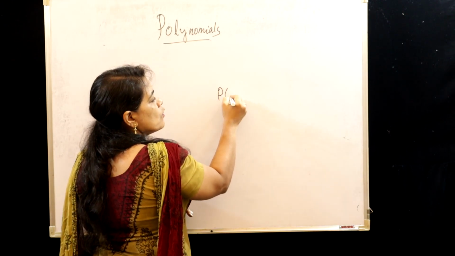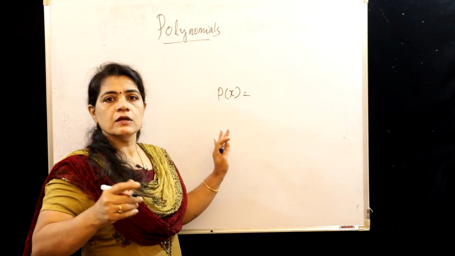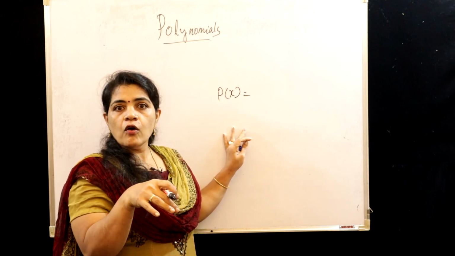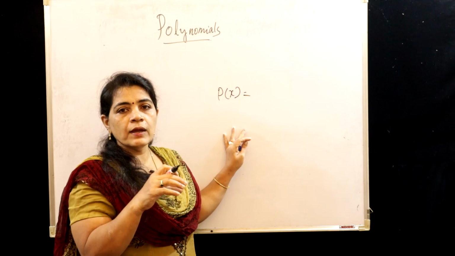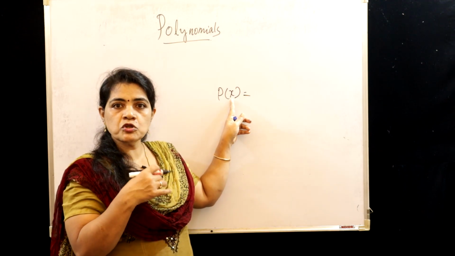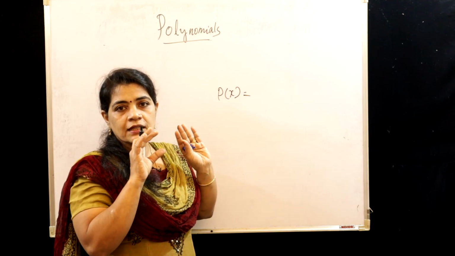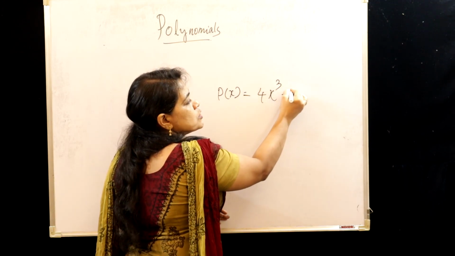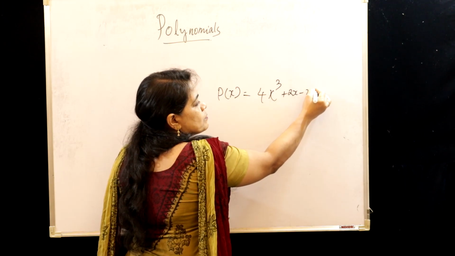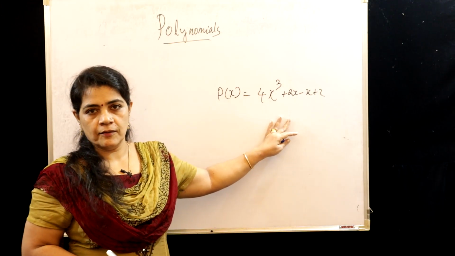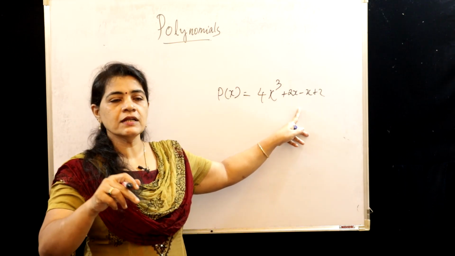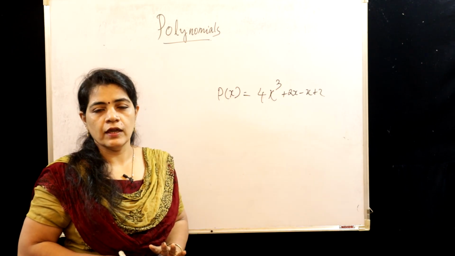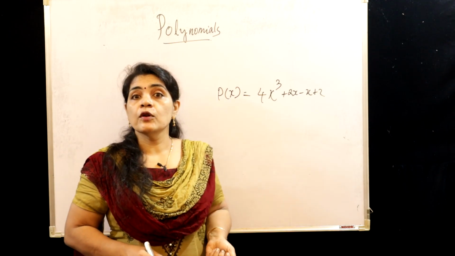So let it be p of x. A polynomial can be expressed in this form: p of x, g of x, r of x, f of x. These are the representations of a polynomial. This x shows that it is the variable in that polynomial. For example, I am giving you 4x cube plus 2x square minus x plus 2. This is a polynomial in x. In x means x is the variable. And what is the degree of the polynomial, children?